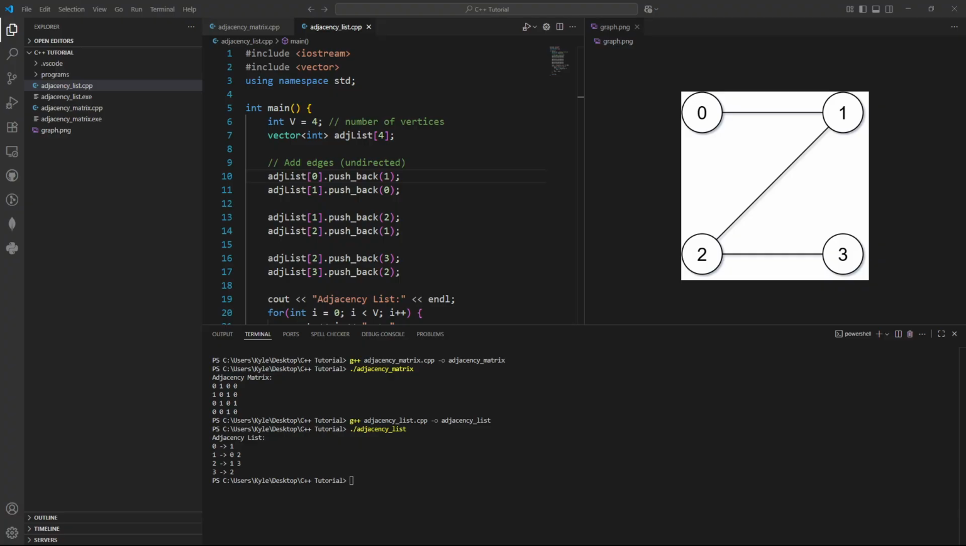Graphs can be directed or undirected, and weighted or unweighted. Choosing the right representation depends on whether the graph is dense or sparse and what operations you need to perform. In the future, in many different algorithms, there are many different implementations of graphs. So look out for that.